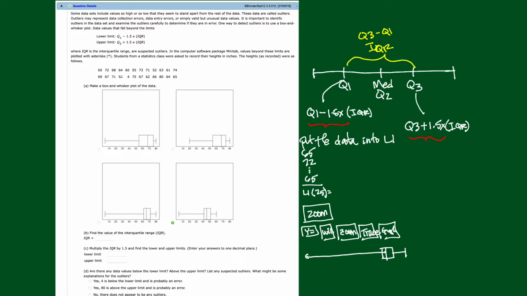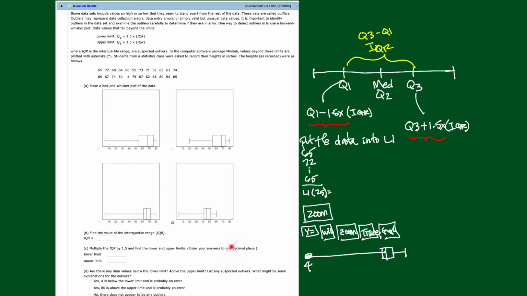Now this is real long. This tail over here is real long because that's the lowest value. That's the 4, so the 4 looks way off. First up, question A. Question A is up here. Make a box and whisker plot. So which one of these 4 graphs does your picture look like?